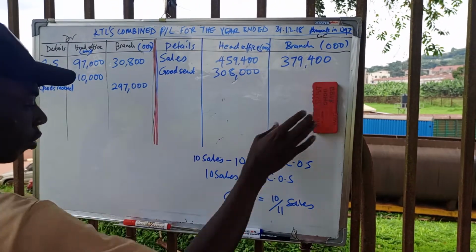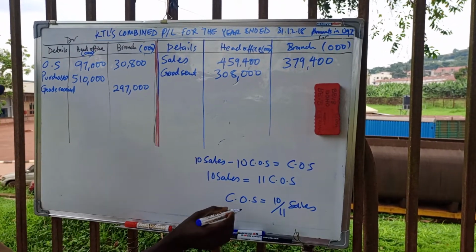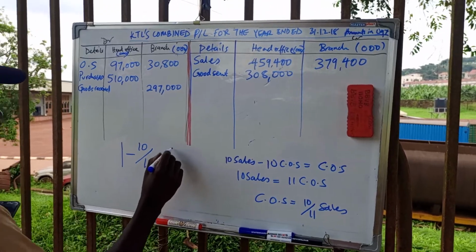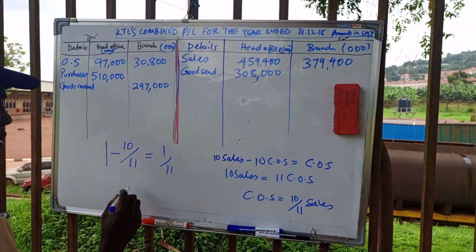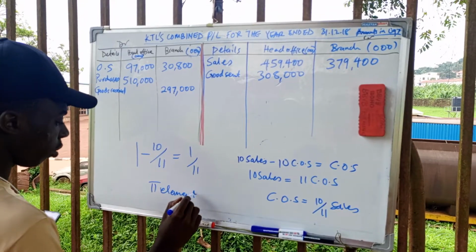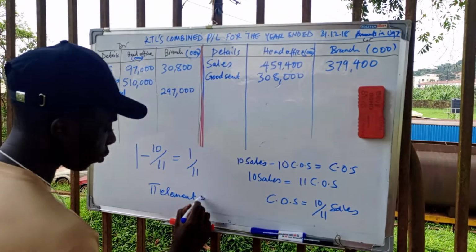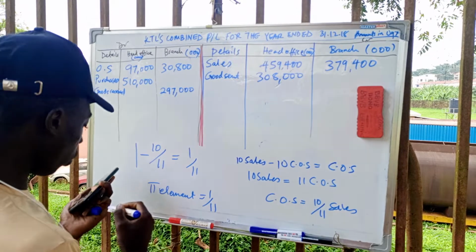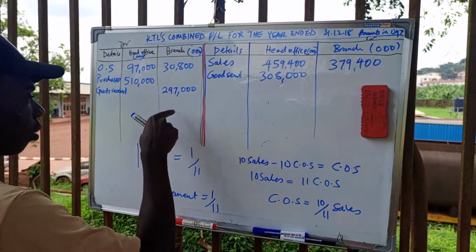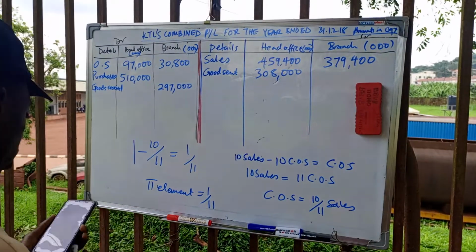The remainder must be the profit component. So if the cost of sales is 10 out of 11, it means 1 whole minus 10 out of 11. I'll be getting 1 out of 11. So the profit element is equal to 1 out of 11. It is the one I'm going to be using to compute the profit on the opening stock at the branch and the profit on the closing stock at the branch.